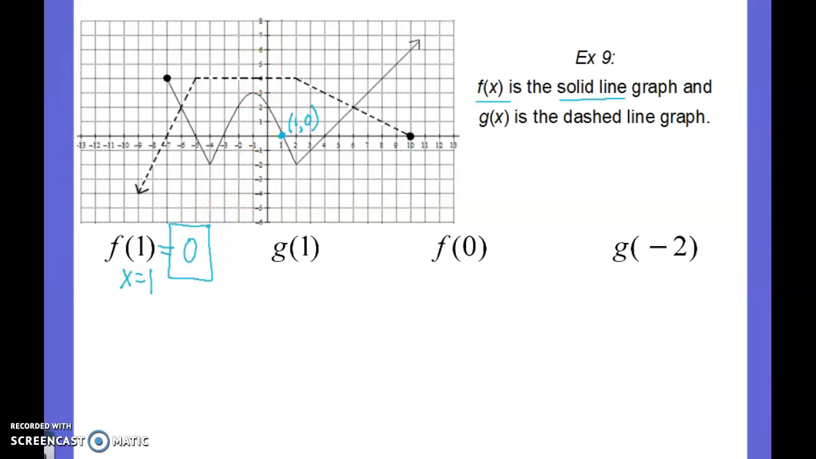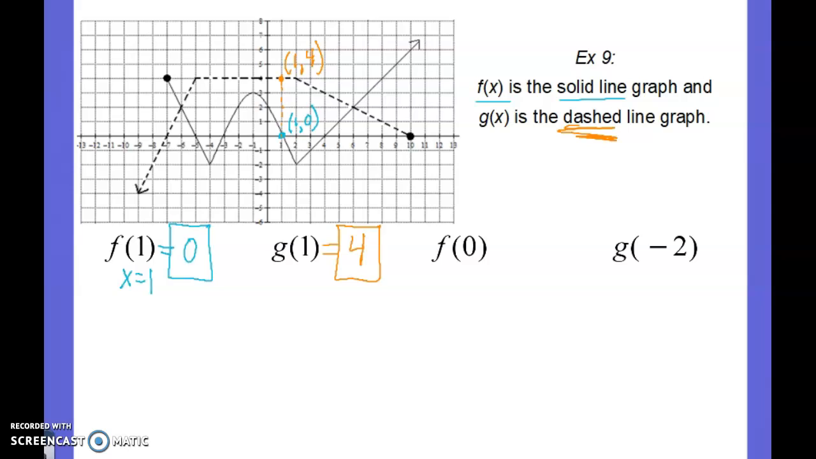All right, I think I'm mixing up my color coding, so I'm just going to go completely different. So g is defined as the dashed line. Well, x is still 1 right here, but now I need to go up to the dashed line, which is the ordered pair (1, 4). So this is saying what's the y value of the g function when x equals 1, and that answer is 4.